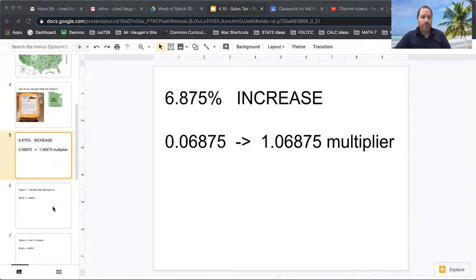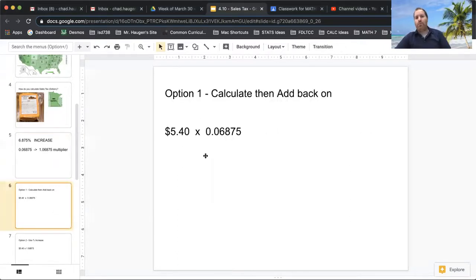So we're going to do two different ways here. Here's option number one: we can calculate the sales tax amount and then add it back onto the original. That's a very common way that most people end up doing that, and it's perfectly fine. So in here, we would just take our dollar amount, 540, and take it times the whole big decimal value, and then we would add that back on. So in here, I would just take this 5.40 and multiply that through.